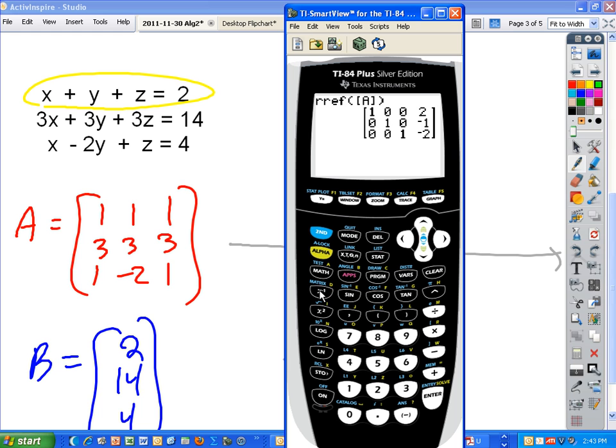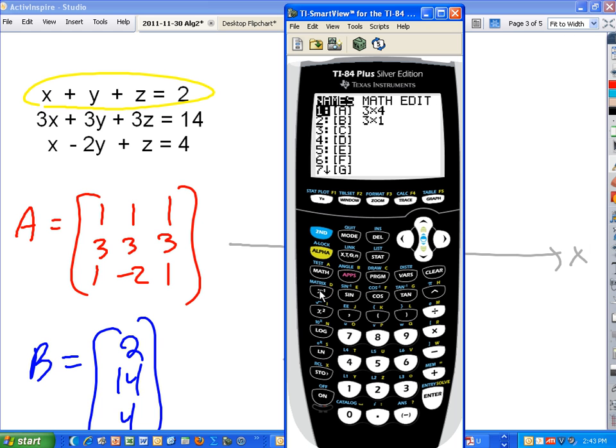Okay, second, matrix, edit, 3x4. I don't think this is it. Well, this one will work, though. This one blew up for us. This was the first one that blew up. So I'll go 1, 1, 1, 2. Okay, here it is. We got it.